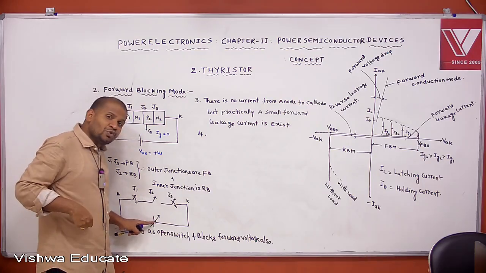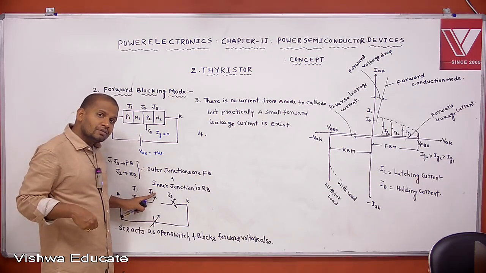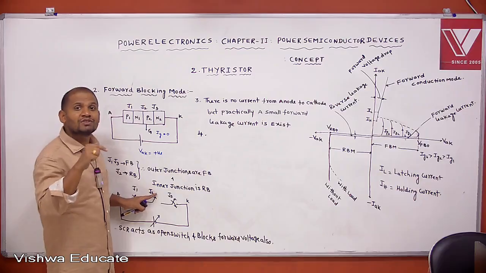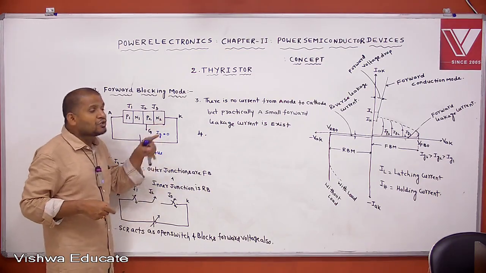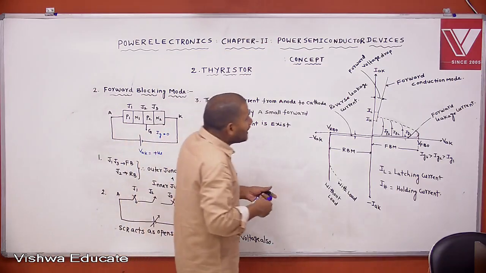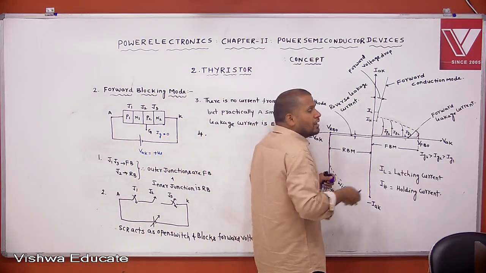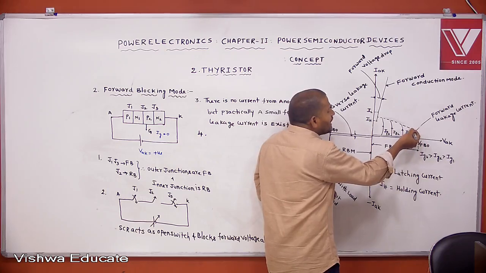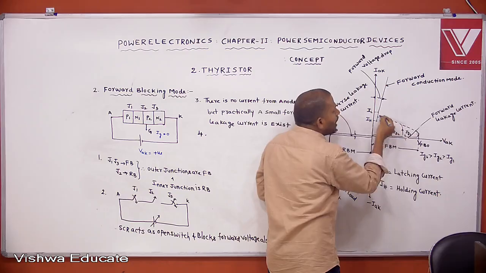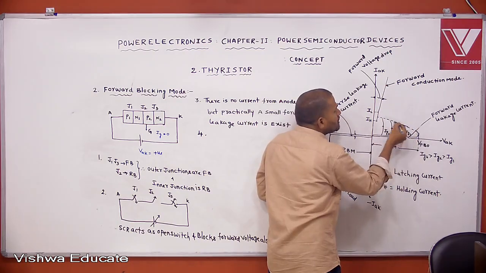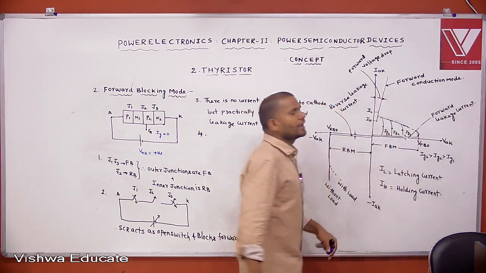with respect to this voltage, J2 is reverse biased. That's why it is a reverse voltage across J2, and that's why J2 also undergoes avalanche breakdown. Then the thyristor starts the conduction and comes into forward conduction mode through this path.